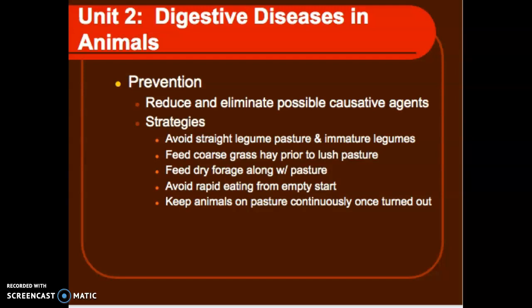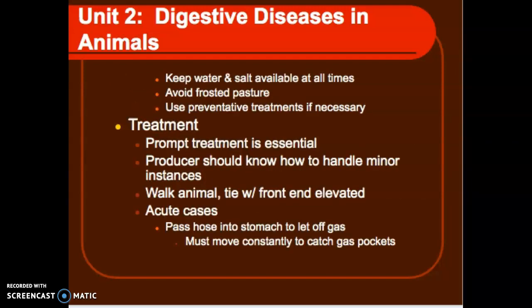Preventative controls here is simply try and reduce or eliminate any causative agents of the list that we talked about there. Specific strategies: don't let animals graze on really highly legume pastures, or feed them really rich legume hay, alfalfa hay. Maybe some coarse grass hay before they go to lush pasture. Dry forage. Don't let them be completely hungry and then eat a whole bunch in a hurry. Don't let them slug feed a lot of grain. Things of that nature will help prevent this. Keep water and salt available. All kinds of different things.